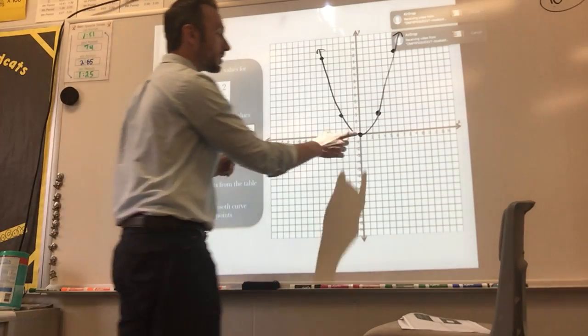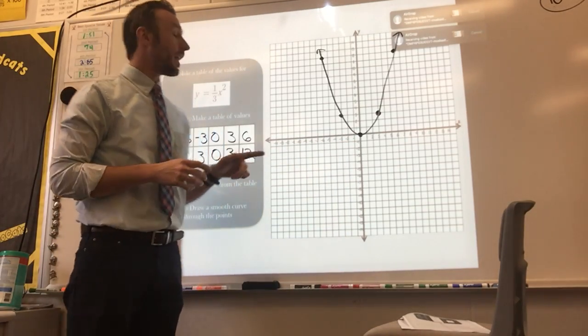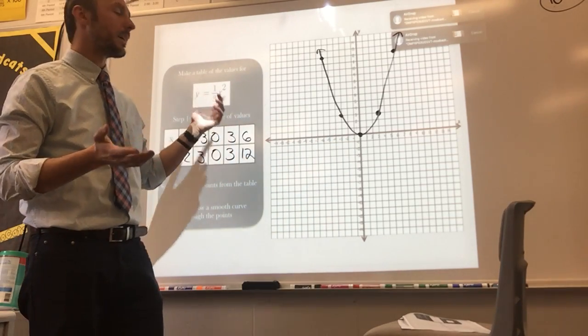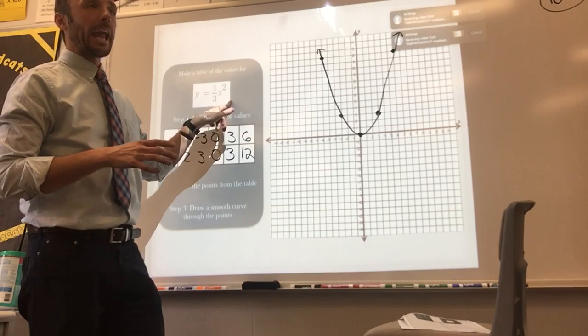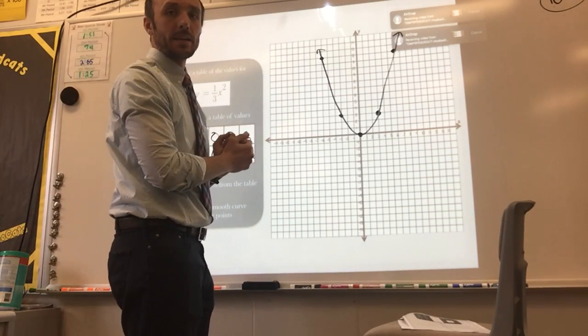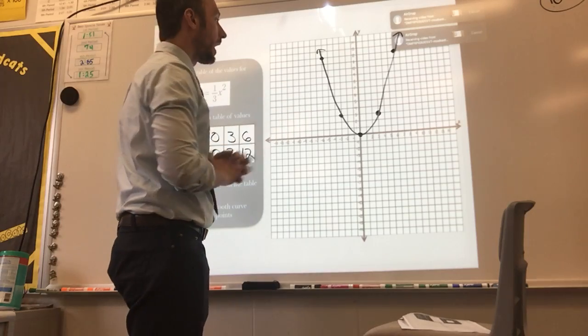It has a vertex of (0, 0). And if you notice, this does not have a B term, and it also doesn't have a C term. And remember that the C term shifts it up and down, whereas the B term shifts it left to right.